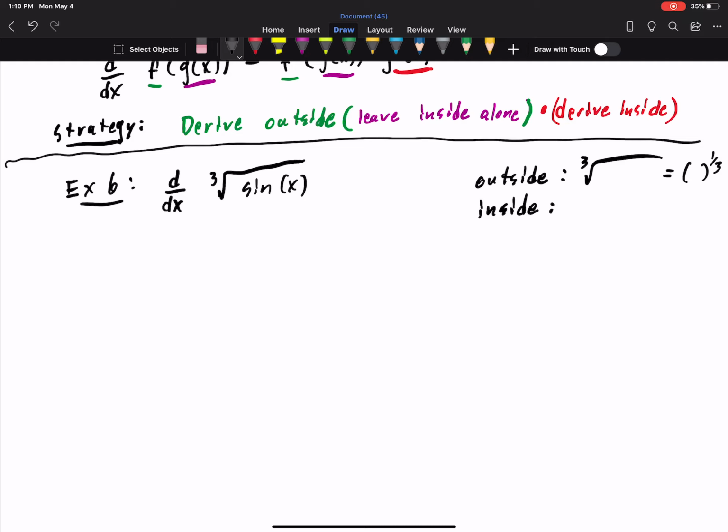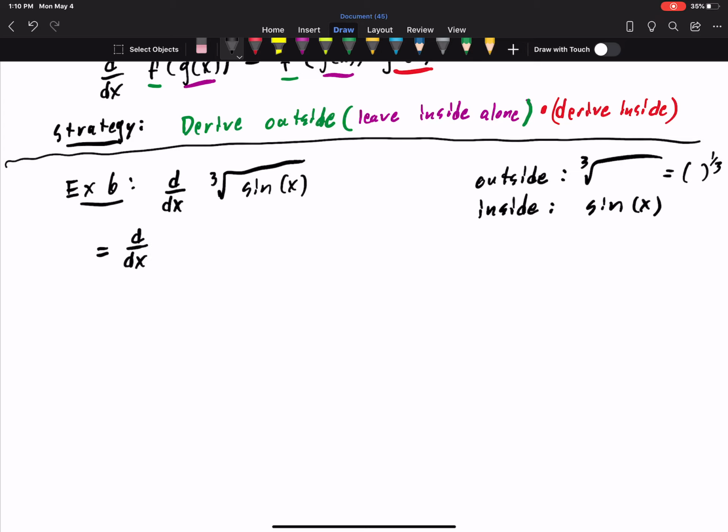Okay? Inside function is the thing inside the box. That's what you should be looking for. Inside function is always the thing inside the box. Sometimes it's easier to identify the inside function first, and then the outside function is the thing, well, exterior to that, outside that. Okay? So now to derive this, let me rewrite this a little bit first.